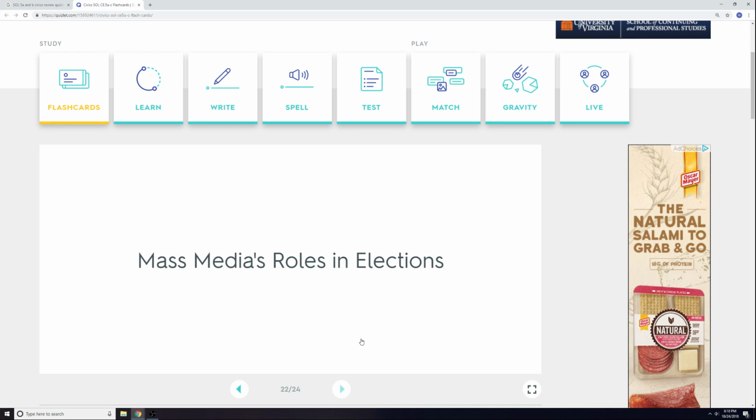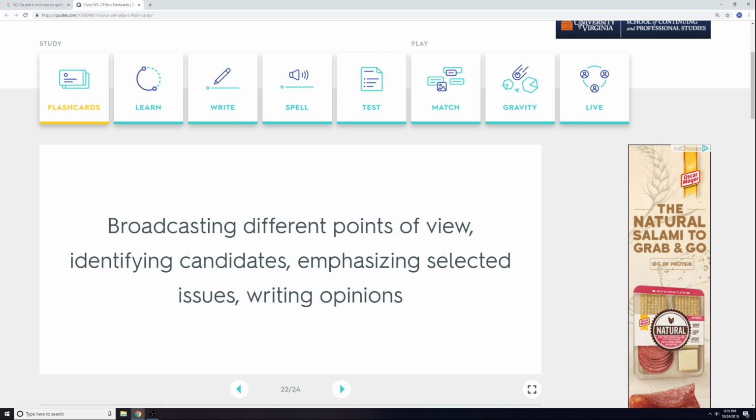All right, so what is the mass media's role in elections? So their job is to broadcast different points of view. If you give the Democrats 5 minutes, they should give the Republicans 5 minutes. They are identifying candidates. Here's the Republican nominee. Here's the Democratic nominee. Emphasize selected issues. Emphasize means focus. They're going to put a lot of effort into making sure you focus on this issue. And this one, they didn't really quite get it. They can write editorials. They can create political cartoons. They can publish op-eds.